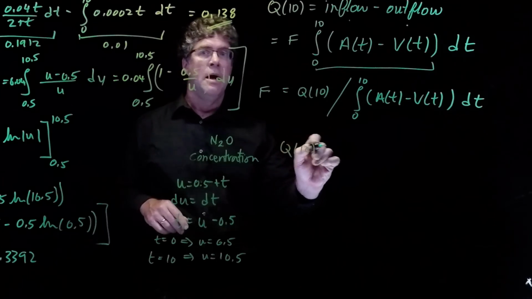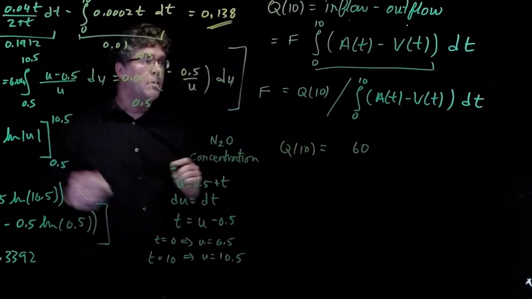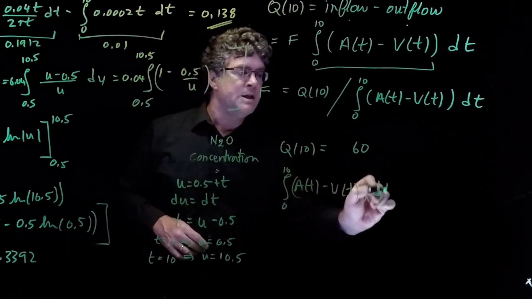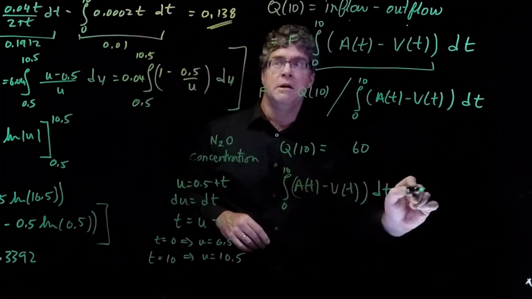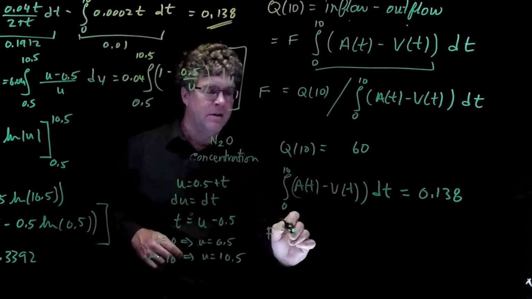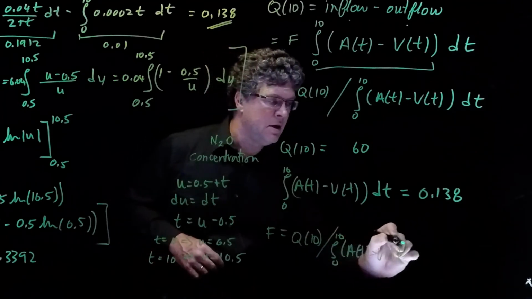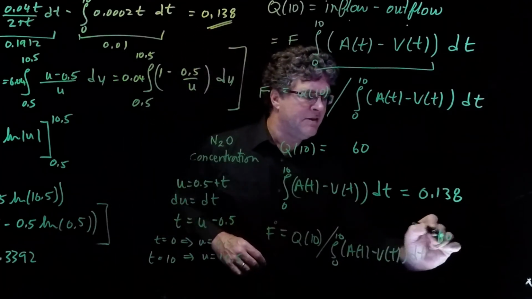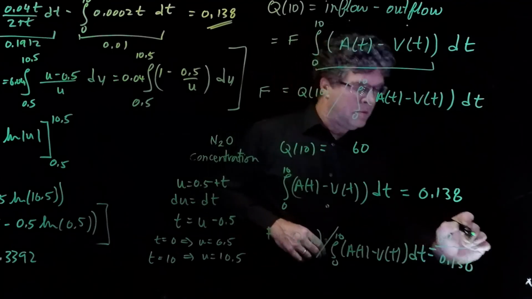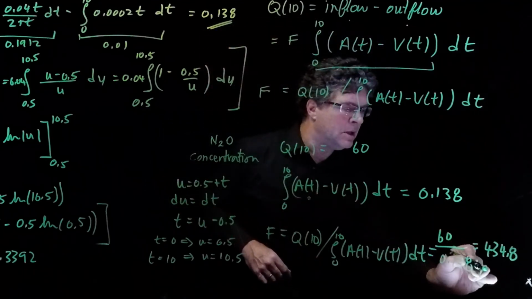And so we need two quantities. We need Q10, and in the particular experiment that we're thinking about, Q10 turned out to have a value of 60, and we also need the integral from 0 to 10, a of t minus v of t dt. In our particular scenario, it turns out to be 0.138. And so when we calculate f now, we have f is equal to Q10 over the integral from 0 to 10, a of t minus v of t dt, and that'll turn out to be 60 over 0.138. And when we put that on the calculator, we get that it turns out to be 434.8. And the units for this turn out to be milliliters per minute.